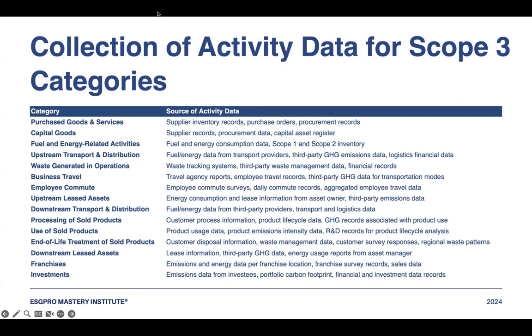Then comes the upstream leased assets. This is the eighth category under upstream, the last one, where you need energy consumption and lease information from the asset owner. So you can go and ask your WeWork provider if you are in a shared space. If you are in a large office, you can always ask your lease provider to provide you how much energy consumption you have done over a year. And that data you again multiply with the emission factor, or you ask them to provide you third party emission data. Downstream starts with downstream transport and distribution, fuel energy data, third party data.